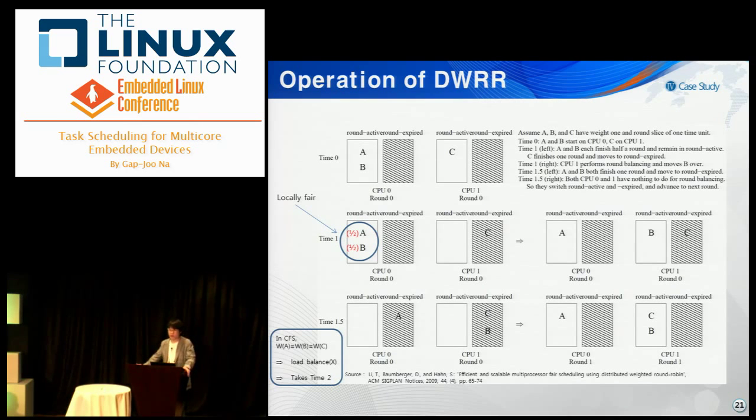This shows DWRR's operation. First, assume two CPUs and three threads A, B, and C, each with a weight of 1 and a round slice of one time unit. And one important assumption is that task migration cost is ignored. At time 0, A and B are in the round active queue of CPU 0 and C is in the round active queue of CPU 1. At time 1, both A and B have run half a time unit, and C has run one time unit because of DWRR executing the round slice.